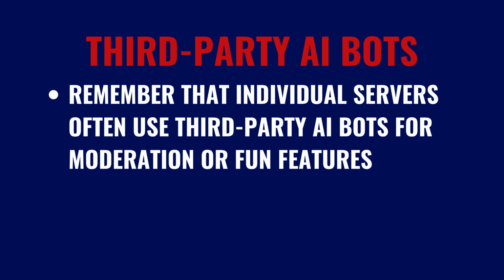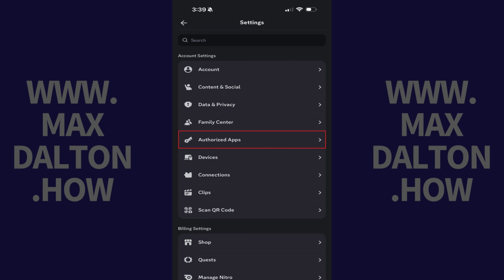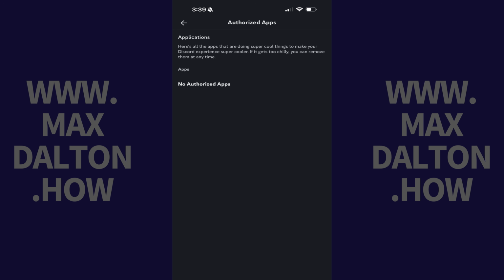Beyond Discord's own settings, remember that individual servers often use third-party AI bots for moderation or fun features. These bots operate under their own privacy policies and are not always covered by Discord's primary switches. To manage these, you should periodically go to your Authorized Apps part of the User Settings menu and revoke access for any bots or services that you no longer use or trust with your data. This provides a second layer of protection for your personal information and chat behavior.